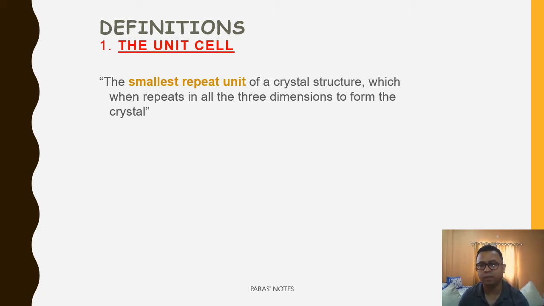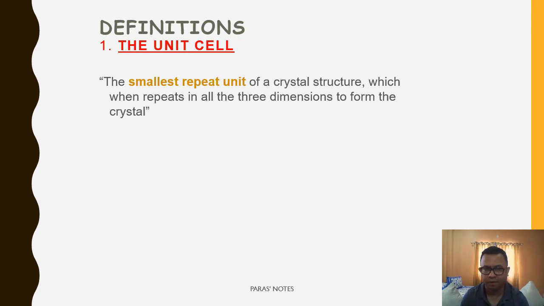There are different ways in which we can represent a unit cell. If you look at the definition of unit cell, it is the smallest repeat unit of a crystal structure which repeats in all the three dimensions to form the crystal. Or you may also say it like this: a unit cell is the smallest unit of a crystal which, when repeated again and again, gives the crystal of the given substance.